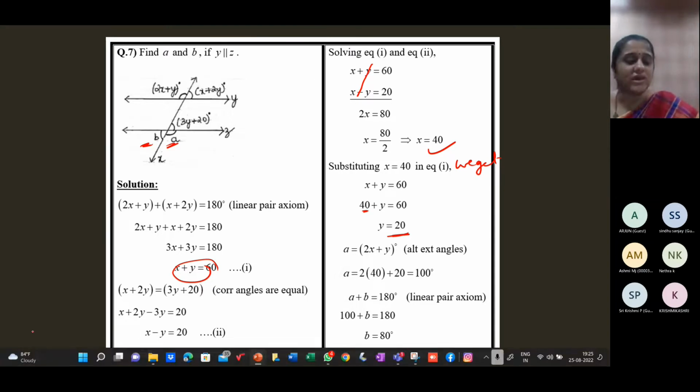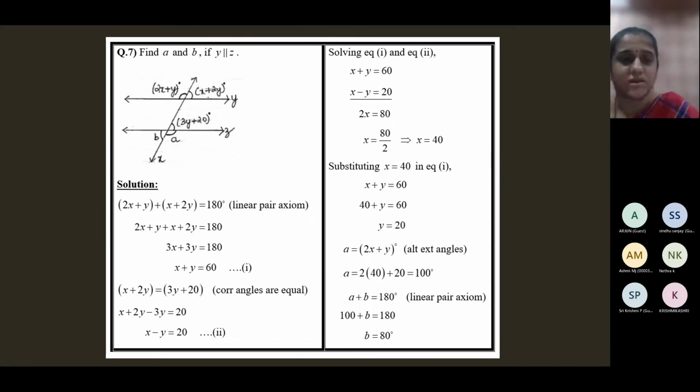All right. So A, how do we find the measure of angle A? See here, this angle and A are alternate exterior angles and they're equal. So that means A is equal to 2x plus y. So A is equal to 2 into 40 plus y, 20. So 80 plus 20, 100. The magnitude of A is 100 degrees.